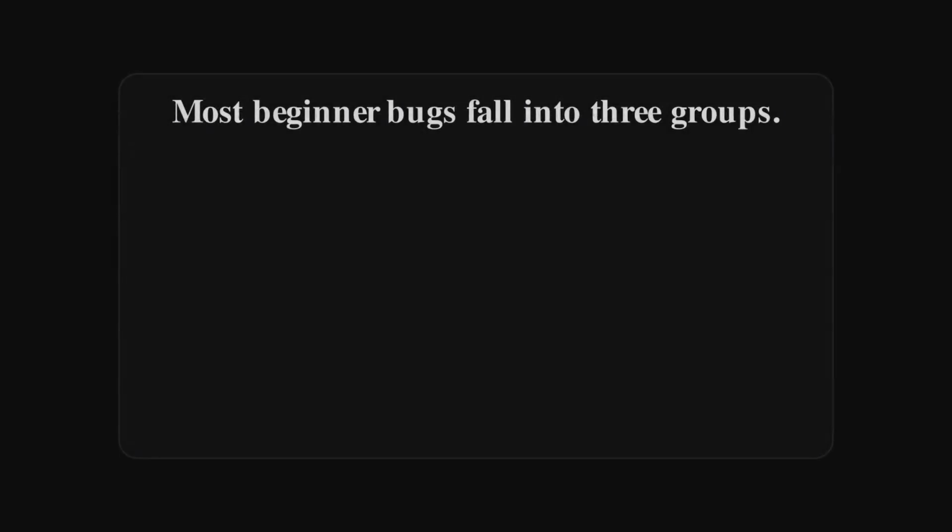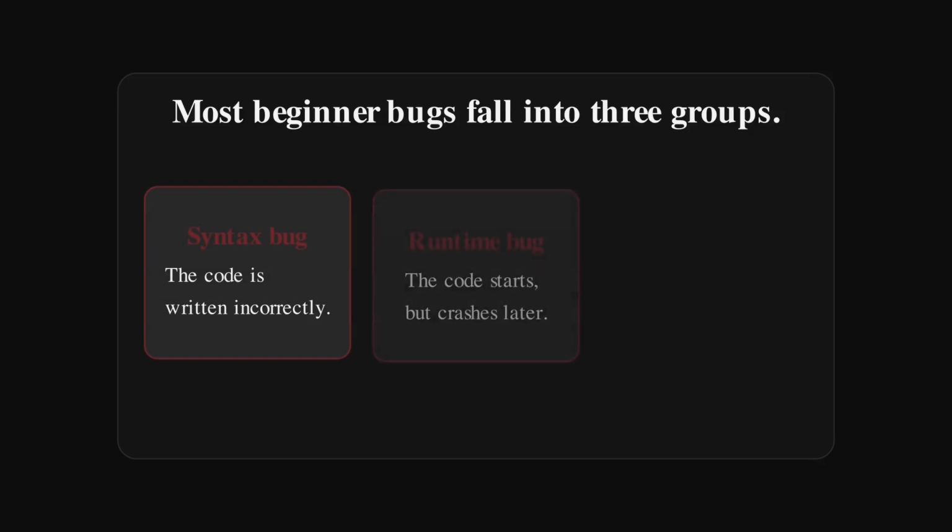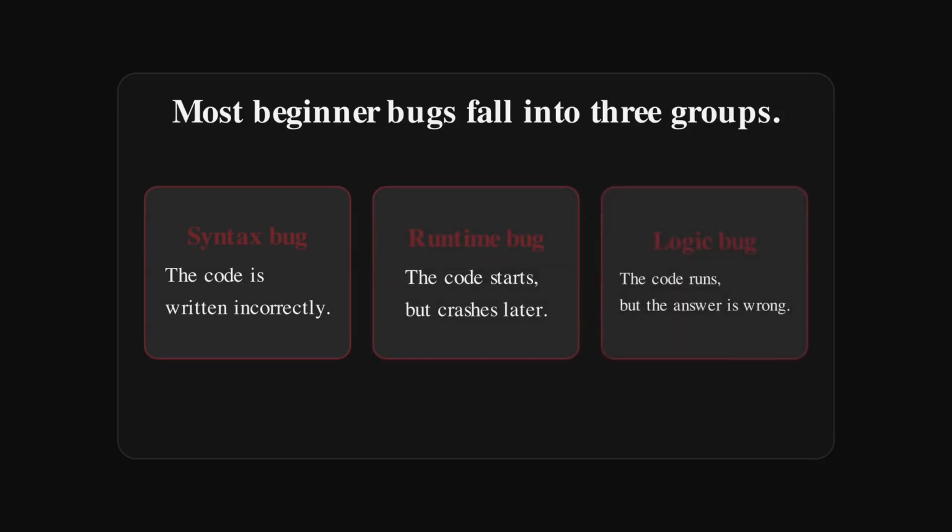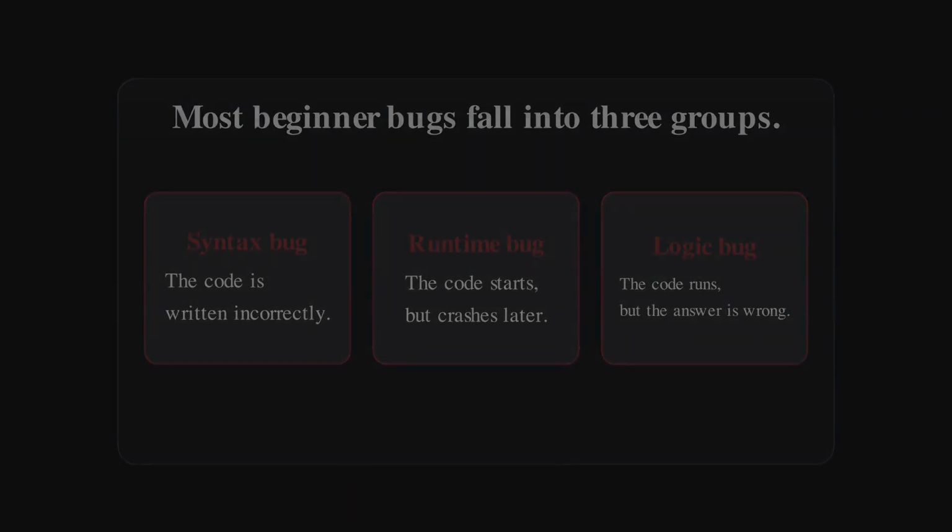Beginner bugs usually fall into 3 groups. A syntax bug means the code is written incorrectly, so the computer cannot read it. A runtime bug means the code starts running but crashes later. A logic bug means the code runs but gives the wrong answer. Each kind of bug needs a slightly different kind of investigation.